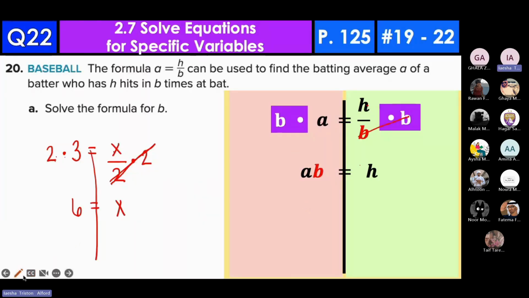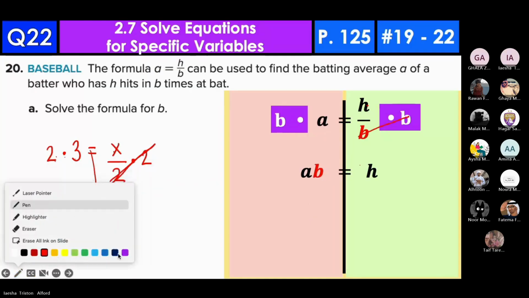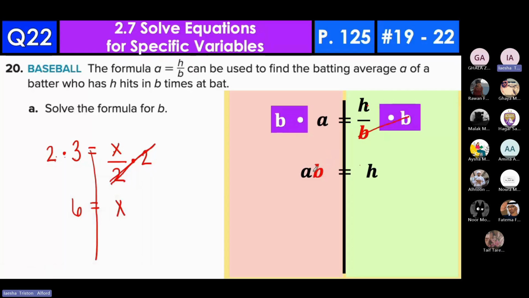From here, this is a multiplied by b. So how do we remove, we want the b, right? So we have to remove a. Divide a both sides. So you get b is equal to h divide a.